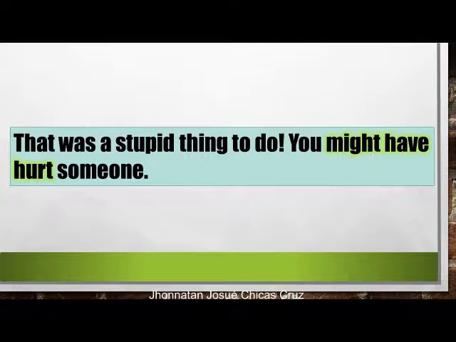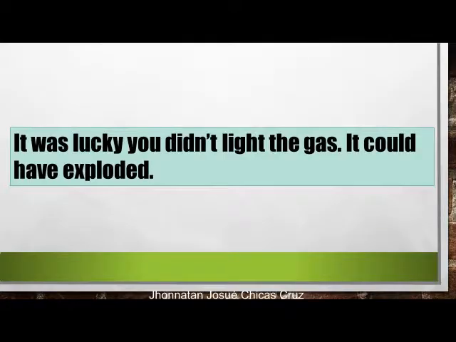Let's see another example. It was lucky you didn't light the gas. It could have exploded. Starting with this example, we notice what happened first. A guy was close to lighting the gas, and we know what would have happened. But we were so lucky that he didn't light the gas, and as a result, it didn't explode. This is what actually happened, but it was possible to explode.